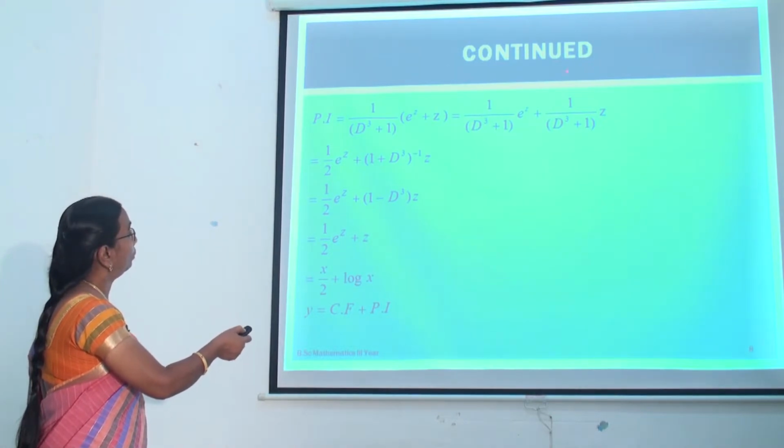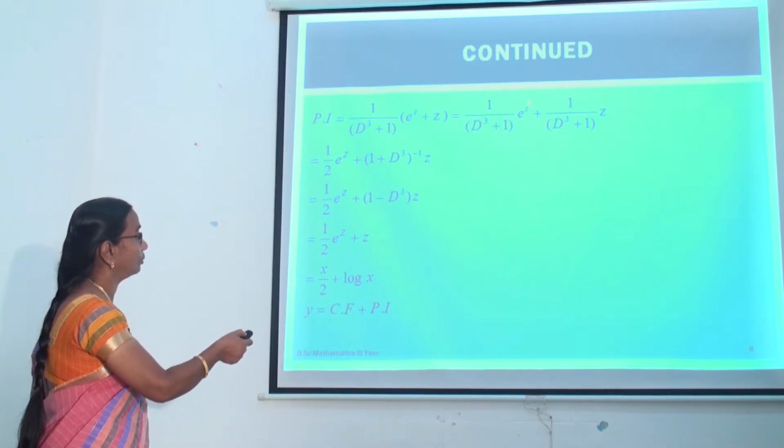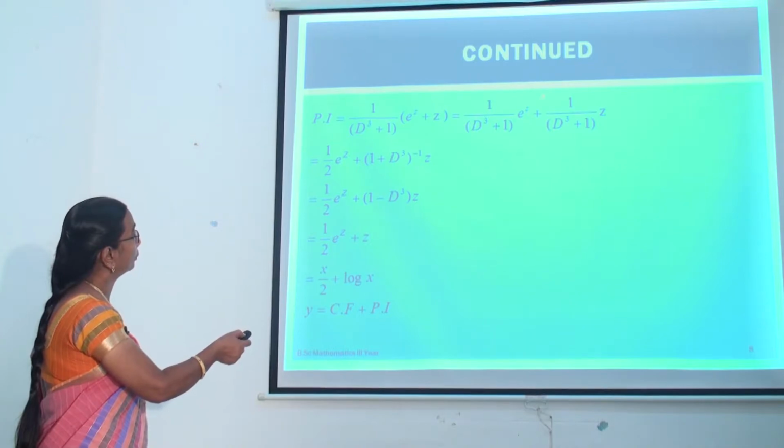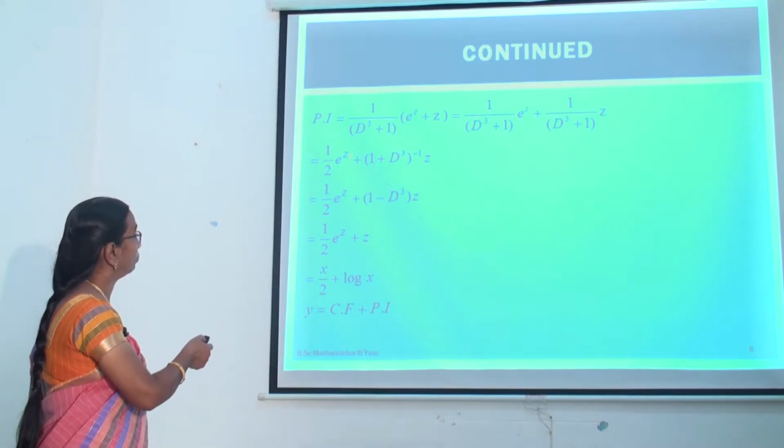So for finding the value of 1 by (D cube plus 1) e power z, we must substitute D is equal to the coefficient of z, that we have studied in the last class. So if you substitute D is equal to 1, it will become 1 plus 1, 2. So totally you will get 1 by 2 e power z.